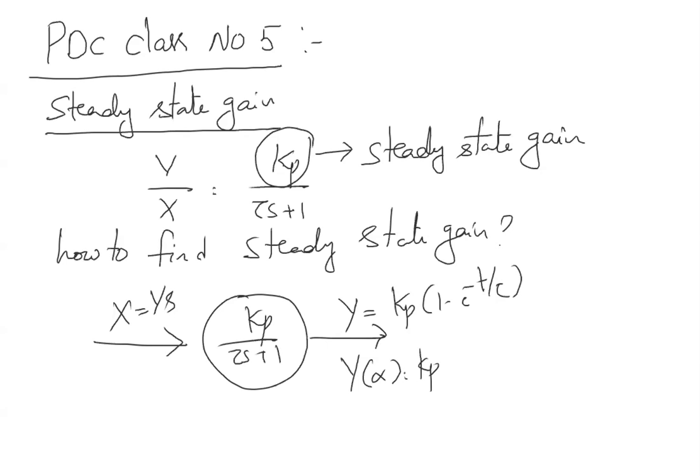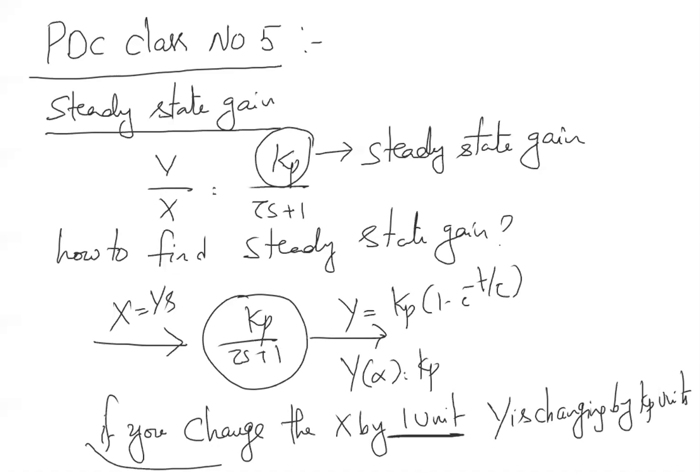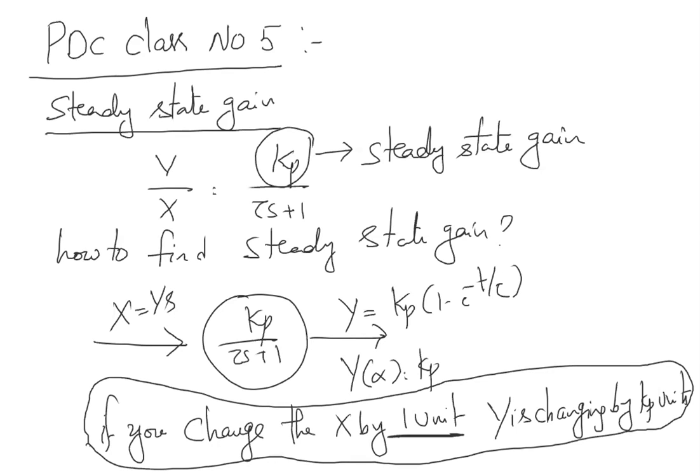So basically what this means is, if you change X by 1 unit, then Y is changing by Kp units. So this is the steady state gain.